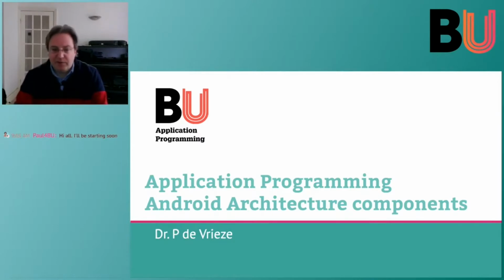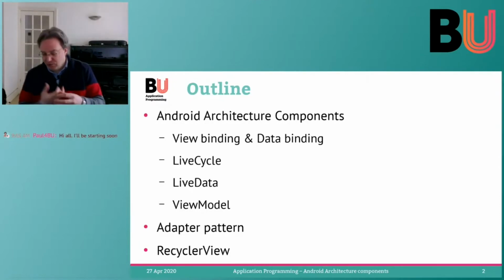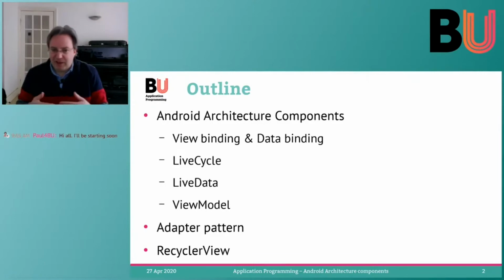Then we have the question of architecture components. So what is this all about? Well, first I'm going to talk about the architecture components. We'll talk a little bit about things like view binding and data binding. And we're talking about life cycles, live data, and view model. Those are particularly architectural patterns that Android provides to make the developer's life a little bit easier. It's not mandatory, but it can make it really better.